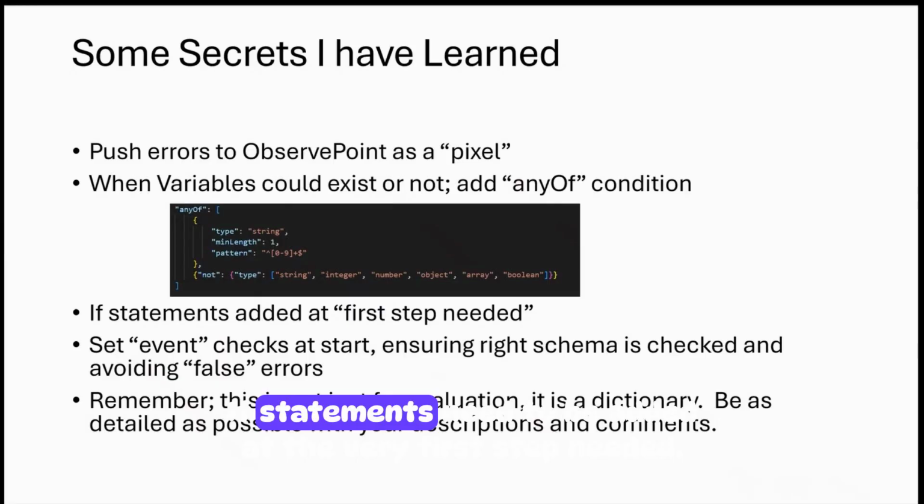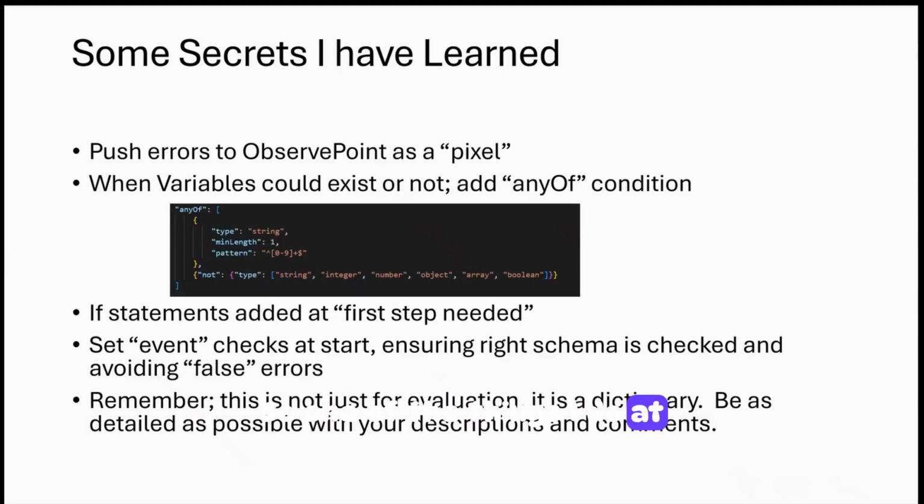If statements need to be added at the very first step needed. So especially if you're trying to go into a nested array, you need to be able to put that if statement at the very top and start digging your way down to be able to add in more conditions. This is very important, especially if you're using an event-driven data layer. Set event checks at start, ensuring the right schema is checked and avoid false errors.